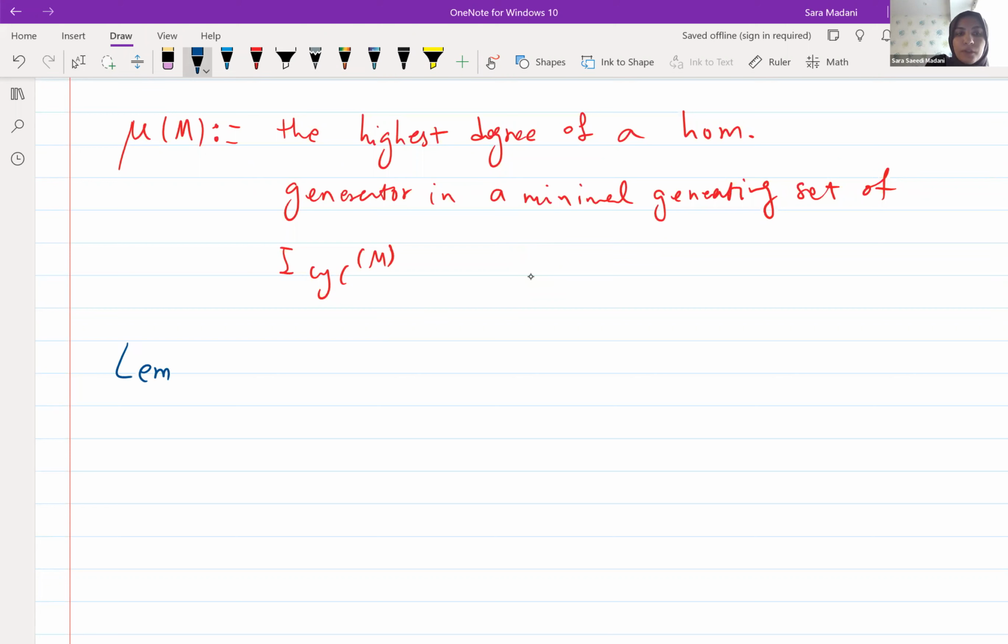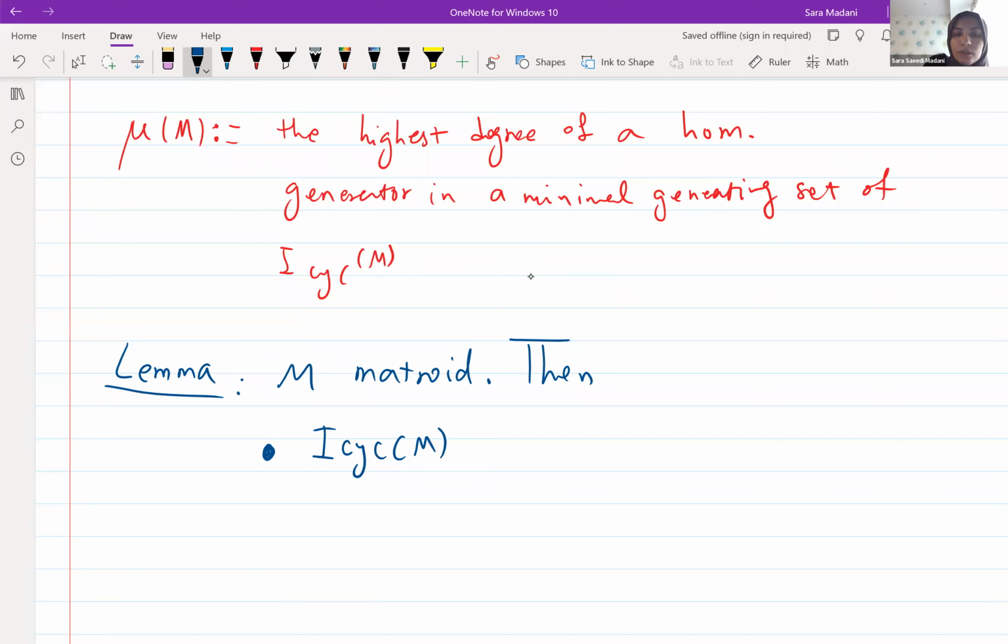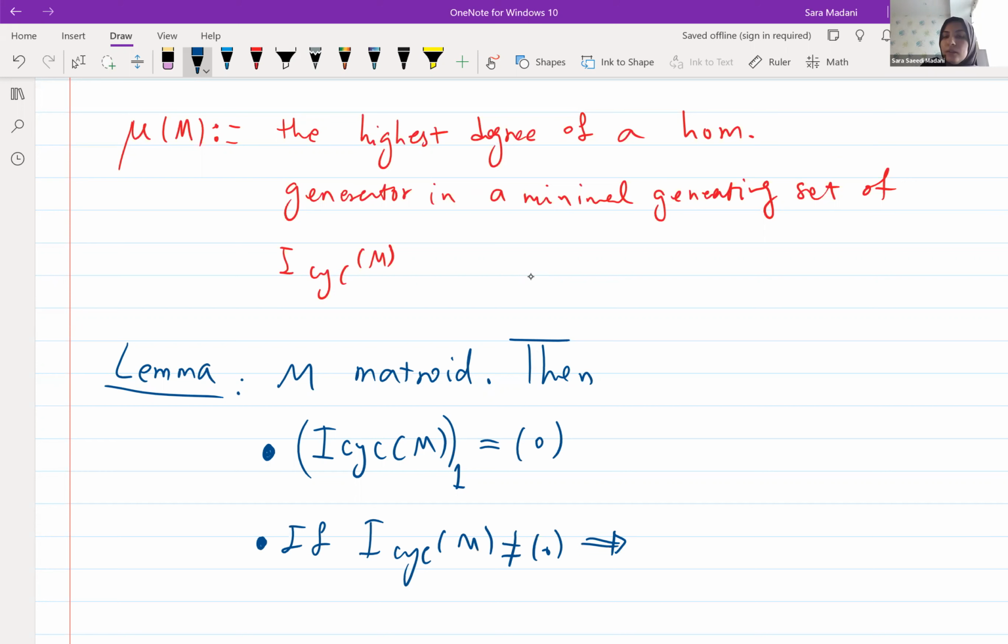We go a little bit further now, another lemma. Again, M is a matroid. Then, first of all, as I said, I'm interested to see if it is non-zero. I mean, do I get some generators in degree 1? So I would like to look at the degree 1 homogeneous component of this ideal, which I'm claiming here is 0. And consequently, if the ideal is non-zero, then we can deduce that mu is bigger than or equal to 2. I mean, if you prove 1, and if the ideal is not 0, then it means that the degree of the generators should be at least 2, so the highest one should be at least 2.